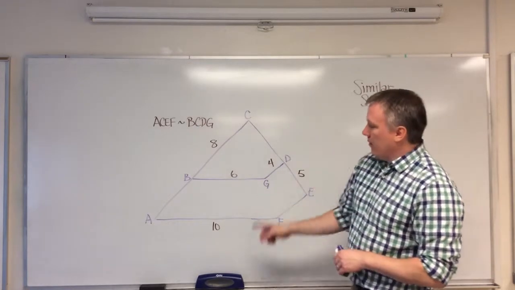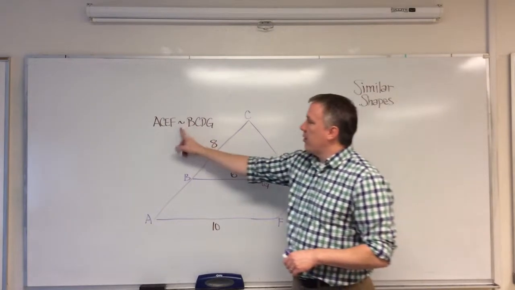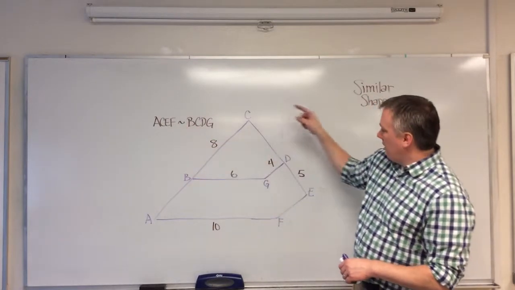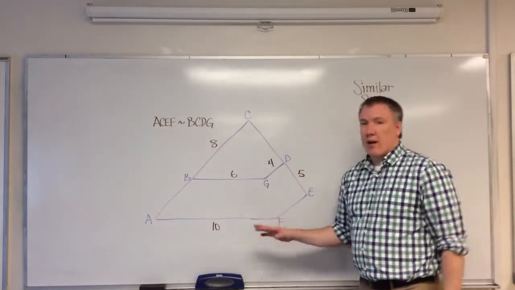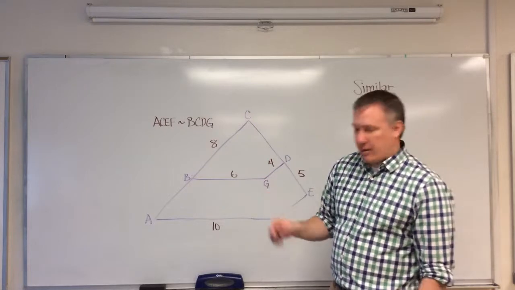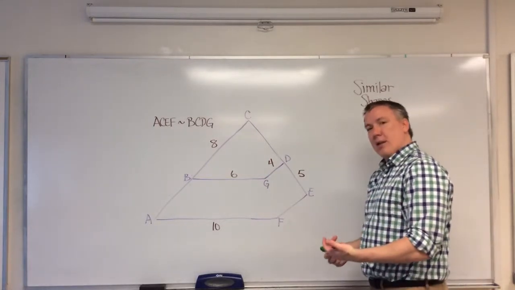To do a quick problem here using some of the proportionality of similar shapes, I have two similar shapes here. ACEF is similar to BCDG. And from this information, I can actually determine the length of all the sides. So first, we have to determine what the corresponding sides are.